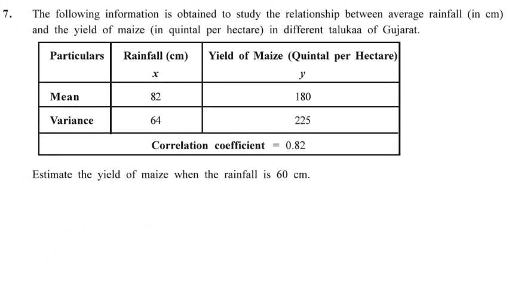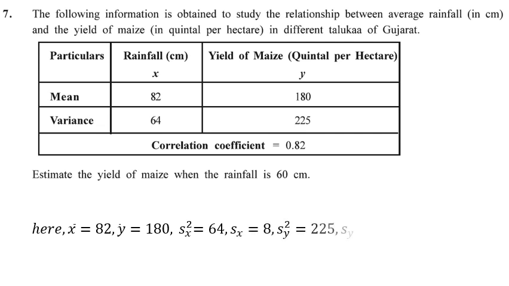We will start with the next sum, that is question number 7. The following information is obtained to study the relationship between average rainfall in centimeter and the yield of maize in quintal per hectare in different talukas of Gujarat. The mean of rainfall and yield of maize, that is x bar, y bar, variance, that is sx square, is 64, so sx will be 8, the square root. sy square is 225, so sy will be 15, and correlation coefficient, that is r, will be 0.82. So right now you have the r, sx and sy, which we will be using in our formula.